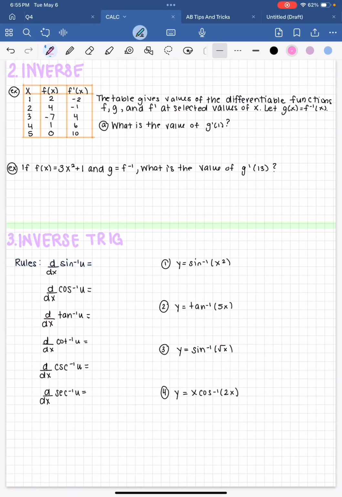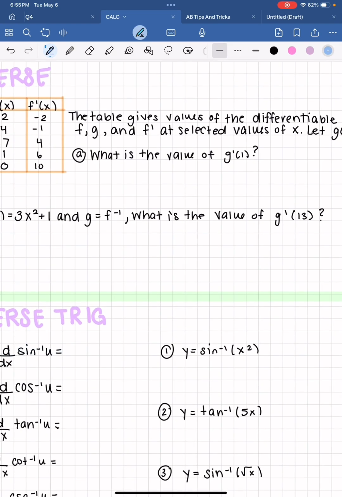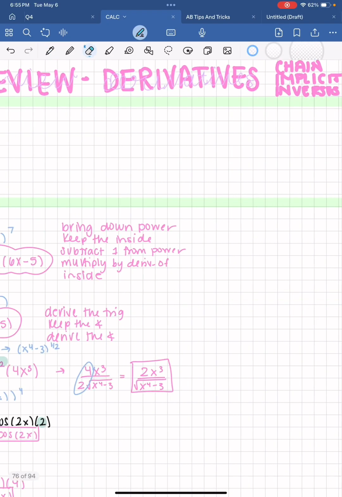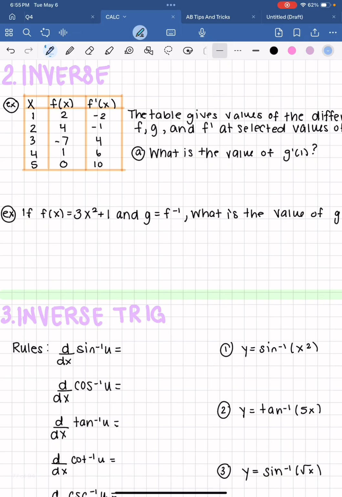Okay, the next one we're going to chat about is finding the derivative of an inverse function. So let's talk about the rule first. So if g is the inverse of f, and they want us to find g prime of a, it's 1 over f prime g of a. Okay, so that's going to be our formula that we're going to use.